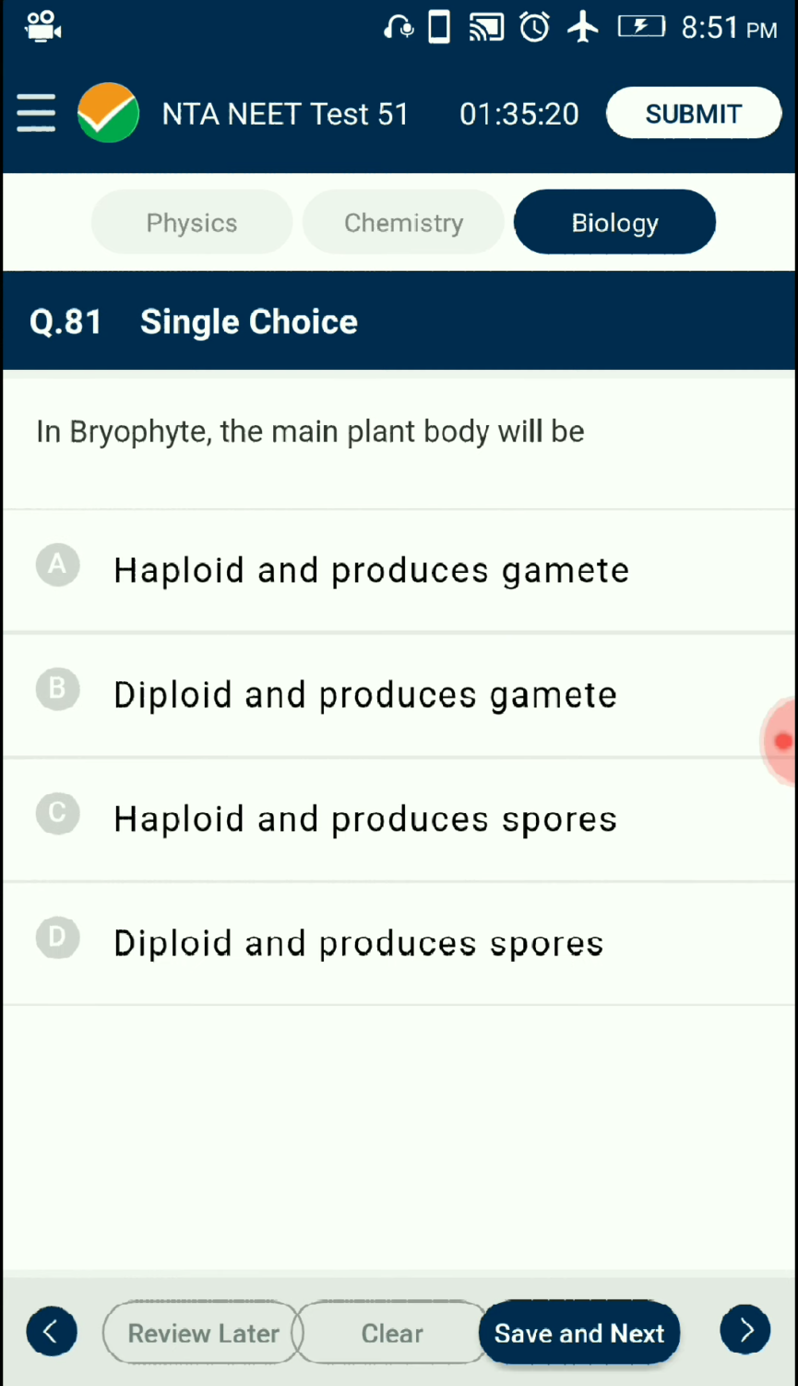Question number 81. In bryophyte, the main plant body will be. Gametophytic generation is the dominant phase in the life cycle of bryophytes. The main plant body of bryophyte is haploid, and since it produces gametes, it is called gametophyte. They do not produce diploid sporophyte, which is attached and dependent on gametophyte for nourishment. So the answer is option A, haploid and produces gamete.